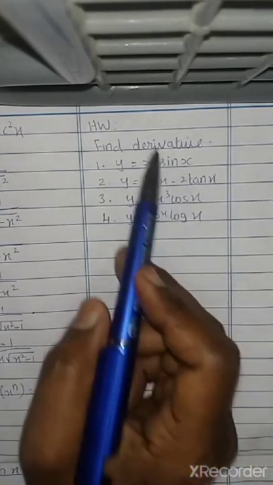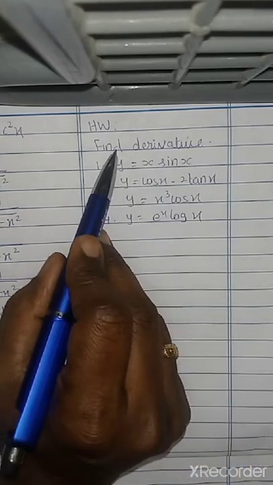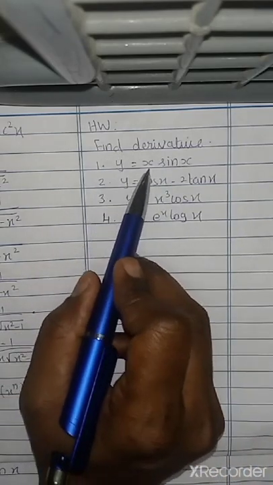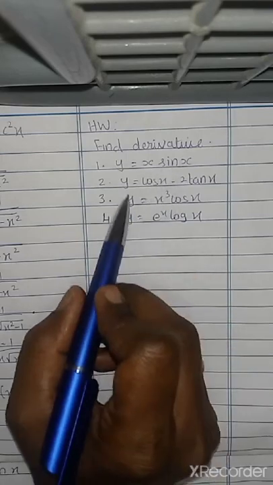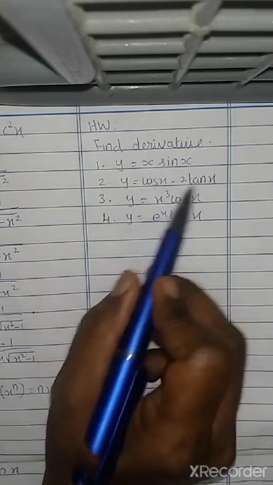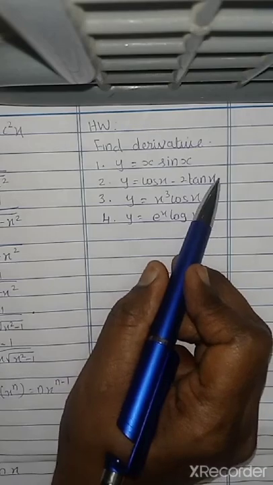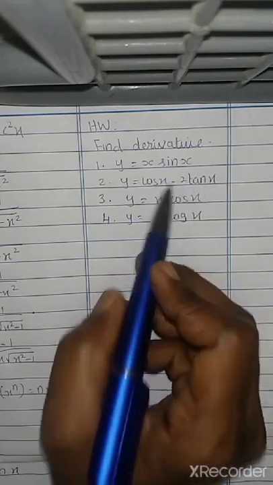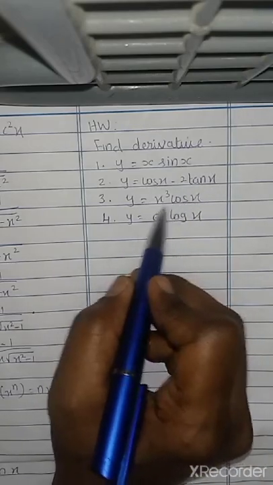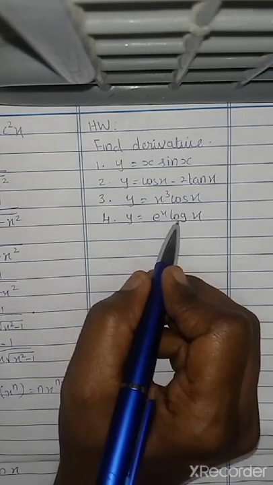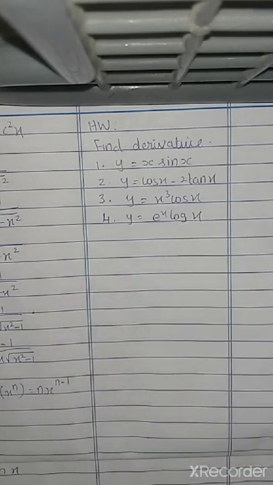And these are the homework problems for you. Find the derivative of y equals x sin x, so uv method. y equals cos x minus 2 sin x, so differentiate cos x and sin x separately. x cube cos x, so uv method. e power x log x, this is also uv method. So do these problems. Differentiation is very important. Go through the formulas first. If you know the formulas, then doing problems will be very easy.